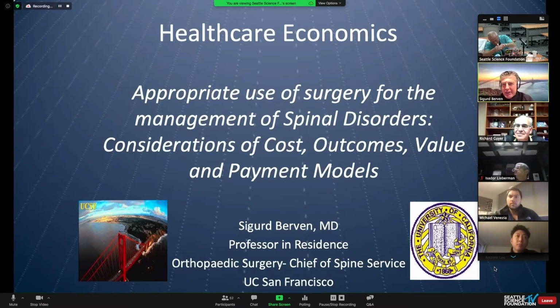Today, I've got a group from UCSF, and we're going to talk about some issues of healthcare economics, and specifically some appropriate use criteria and considerations of the appropriate use of surgery for managing spinal disorders, and some consideration of value and payment models and how payment models have really affected care and how effective they've been in controlling some of the costs of care.